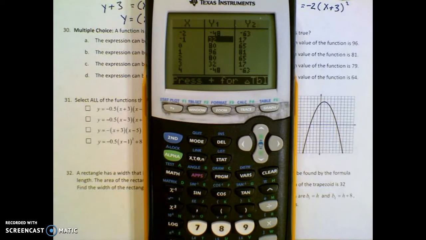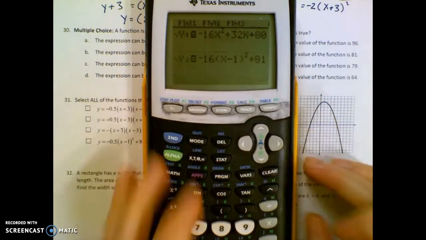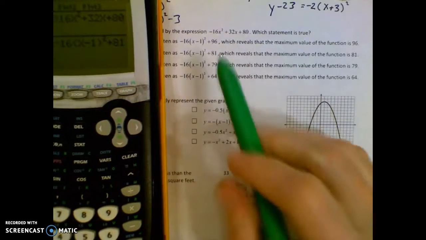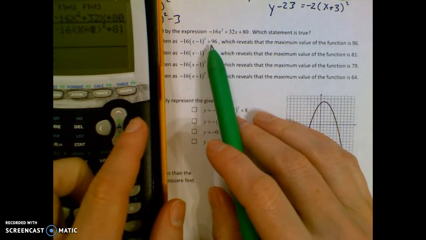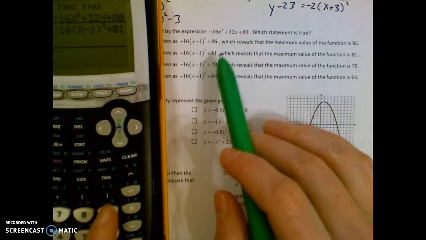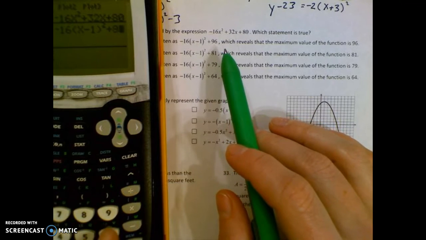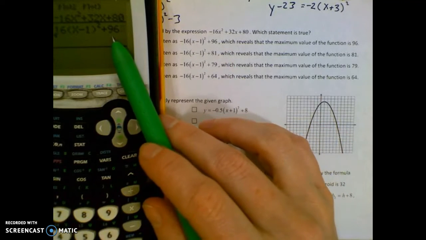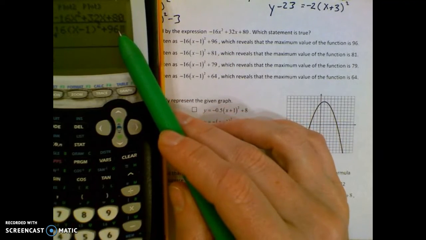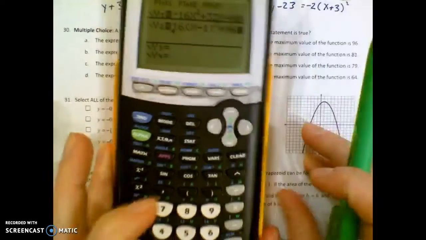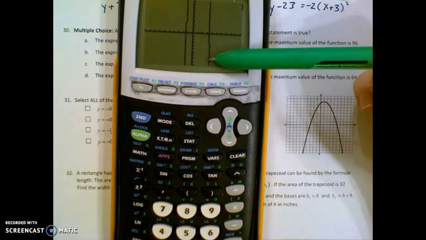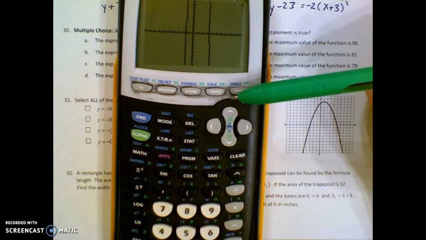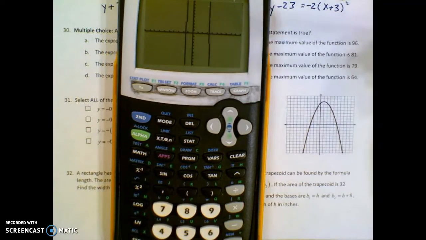It may not be as obvious right off the bat, but I'm going to change this negative 16x minus 1 squared to a plus 96. I knew the first one was the correct answer, so I skipped that one for a second. But now I've typed in the original function and the one that I know is the correct answer. So when I graph it, it should graph the same line twice. So there it goes, graphs the first line, and it looks like nothing happened.